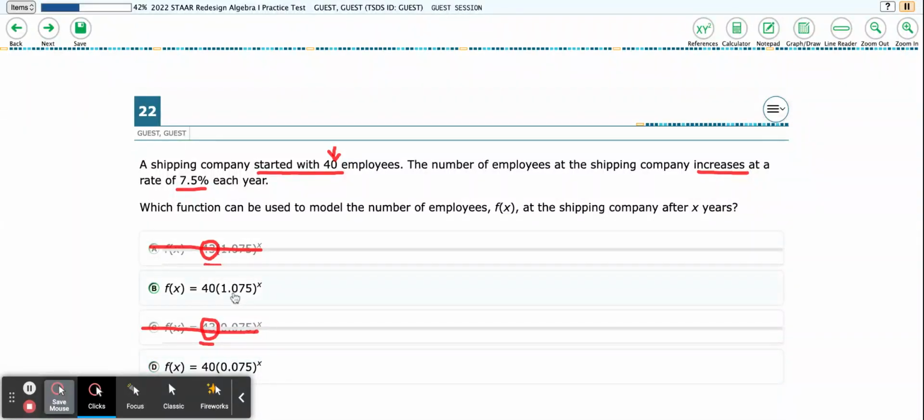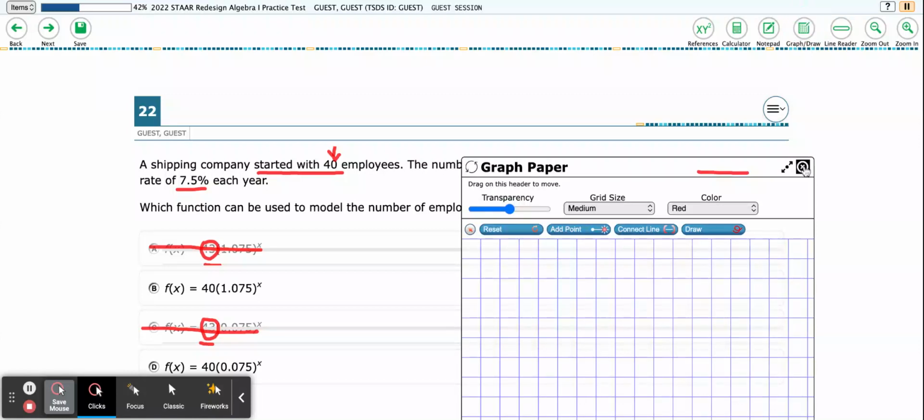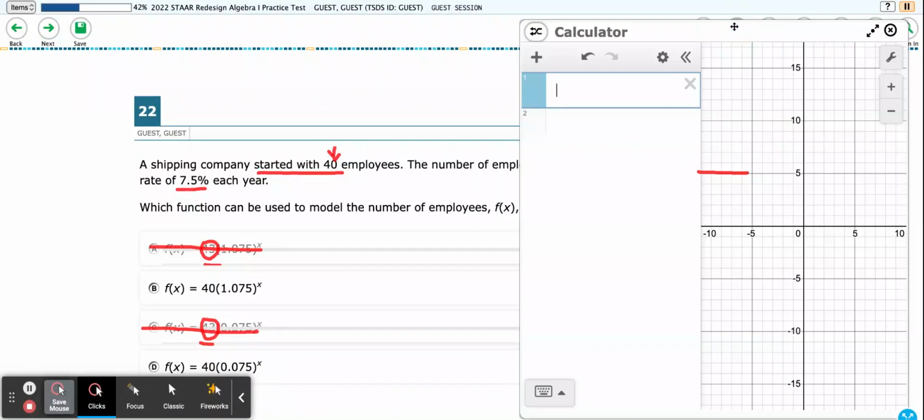Now I can use my Desmos calculator to figure out which one matches, because I bet my keyword is going to help me. I'm going to open my Desmos calculator and do a graph and see if it matches the words. So I can type in exactly what I see. f of x equals 40, open parentheses, 1.075, close parentheses, shift 6, and put in my x.